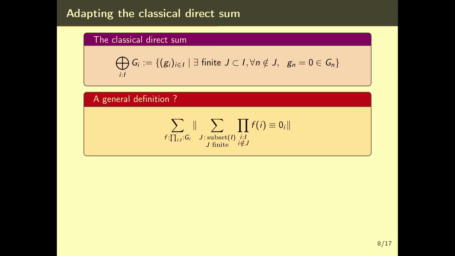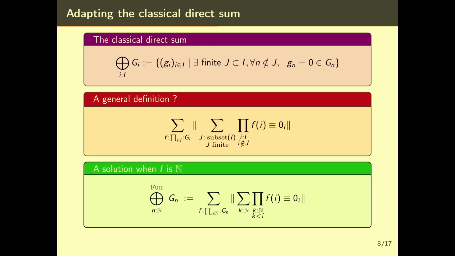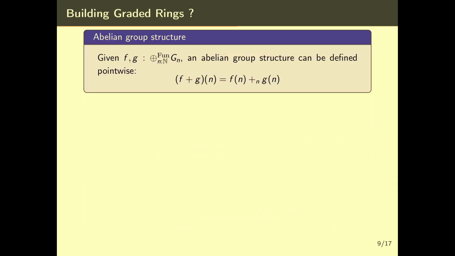However, we only want to take the index in the direct sum to be N, so we can just restrict ourselves to that. And in this case, we get a nice definition because N has nice finite subsets, so you can just say that the elements are the sequences that cancel after a point. Well, if you do that, let's try to build a ring on that. Given two sequences, you can just add them pointwise, and you get a nice abelian group structure. There's nothing much to say on this.